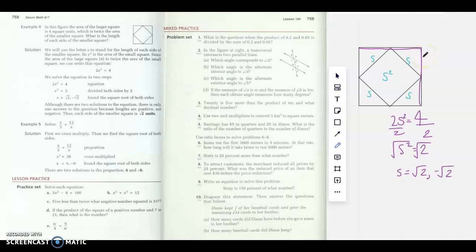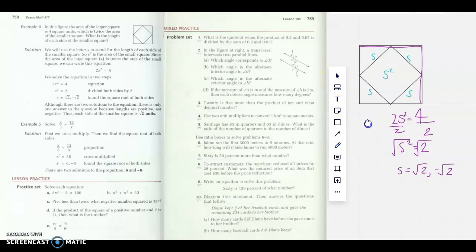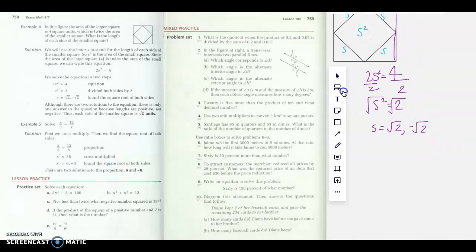So let's do example 5. It says x over 3 is equal to 12 over x. Oh, this is great. Okay, so we're going to apply this just like we would a normal proportion. We cross multiply. x times x is x squared, and 12 times 3 is 36. So now we're going to root both sides because we want to get rid of that square. We get x is equal to 6 and negative 6.